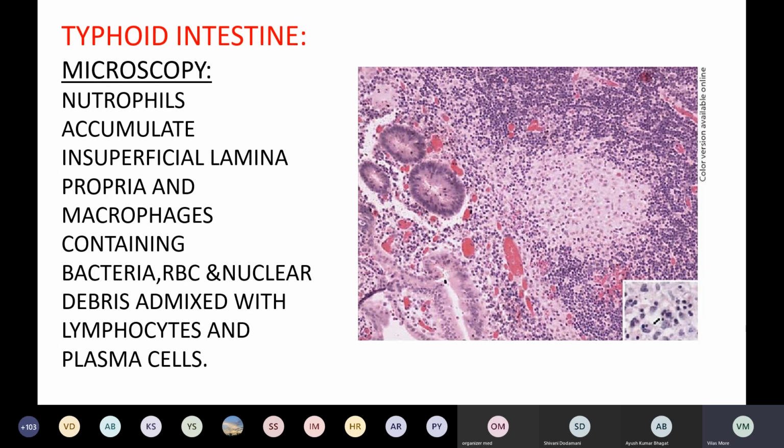Microscopically, it shows accumulation of neutrophils in the superficial lamina propria and macrophages containing bacteria, RBCs, and nuclear debris mixed with lymphocytes and plasma cells. So lymphocytosis and erythrophagocytosis are usually seen in the microscopic picture of typhoid intestine.